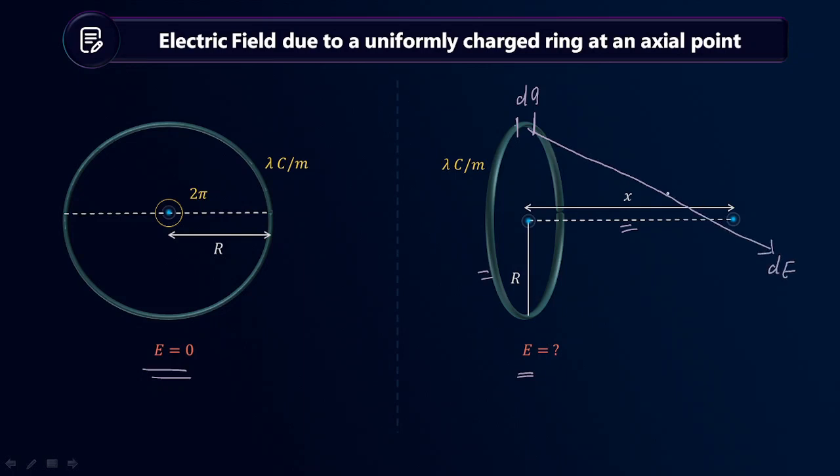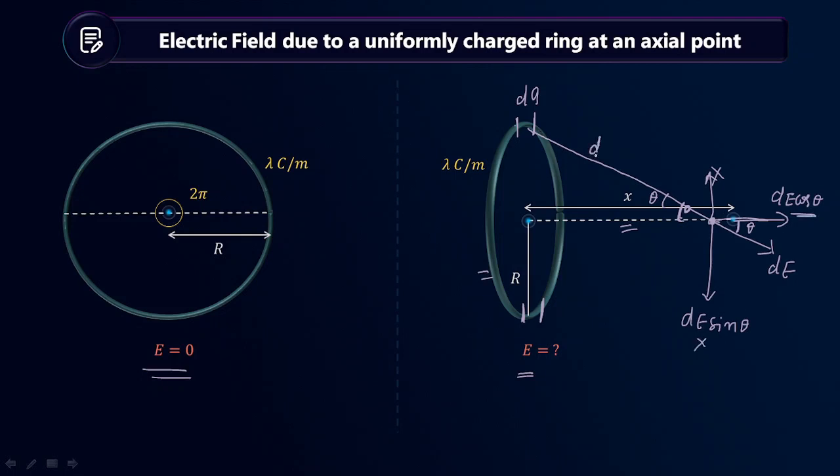dE. Let us say this angle is theta, and at this point we want to find the electric field. Due to this element, if this angle is theta, this angle is also theta. So we can write dE cos theta in the horizontal direction, and in the vertical direction we have dE sine theta. Now we can take one more element here, and due to this the vertical component will get cancelled and we have only the horizontal component.